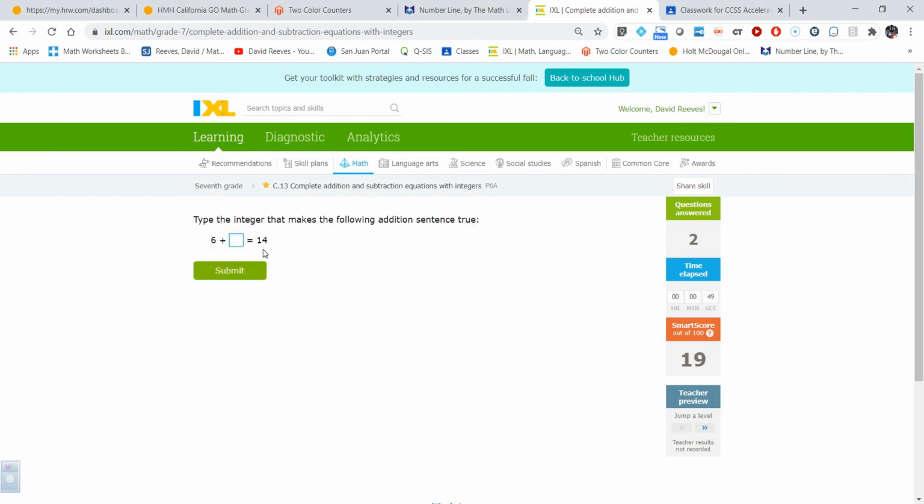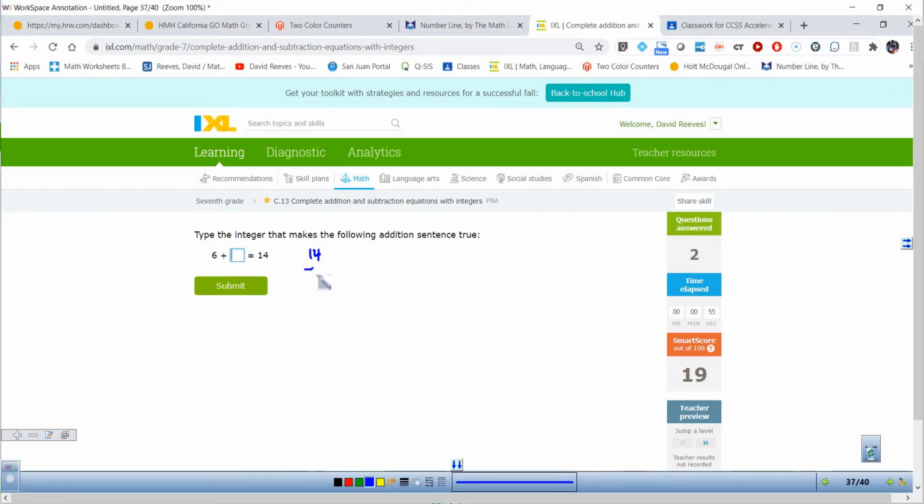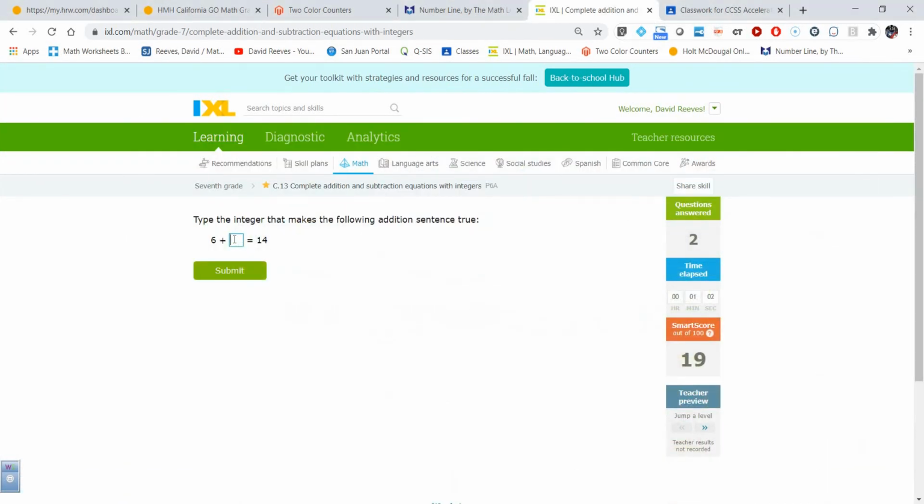All right, so this one hopefully is a little more simple. 6 plus what is 14? So I can do what? I can do 14, take away 6, and see where I end up with. And I believe that is 8, right? And how about this next problem? What minus 3 is 2? All right, I hope you could just do this mentally. We're just going to add that 3 onto that 2, and we get 5.